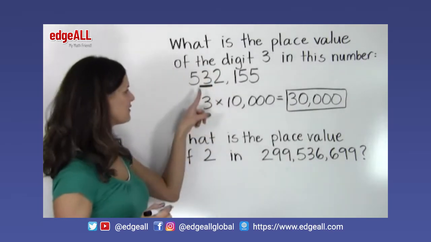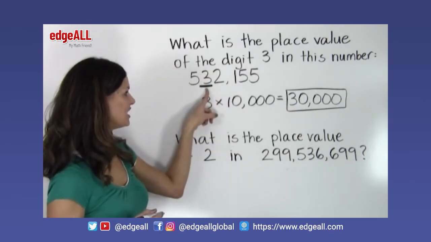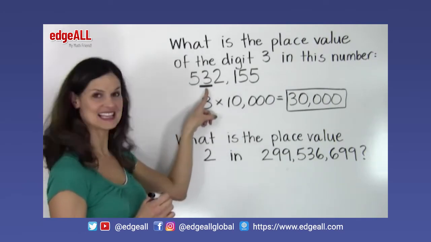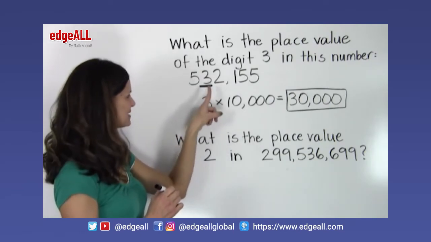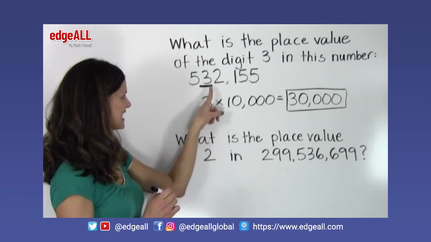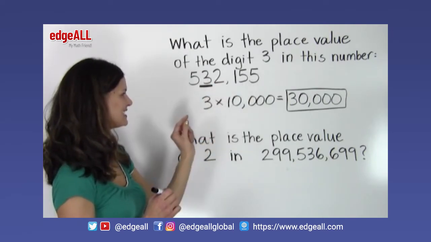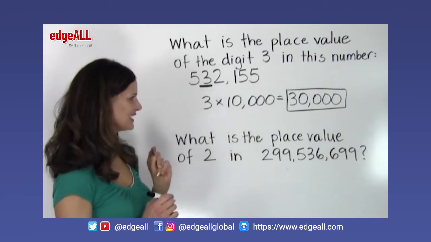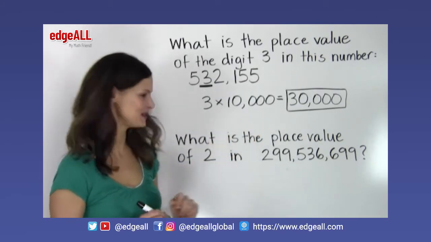So the place value of the digit is equal to the value that that digit has in its place. So since the 3 is in the 10,000s place, it has a value of 3 times 10,000, which is 30,000.